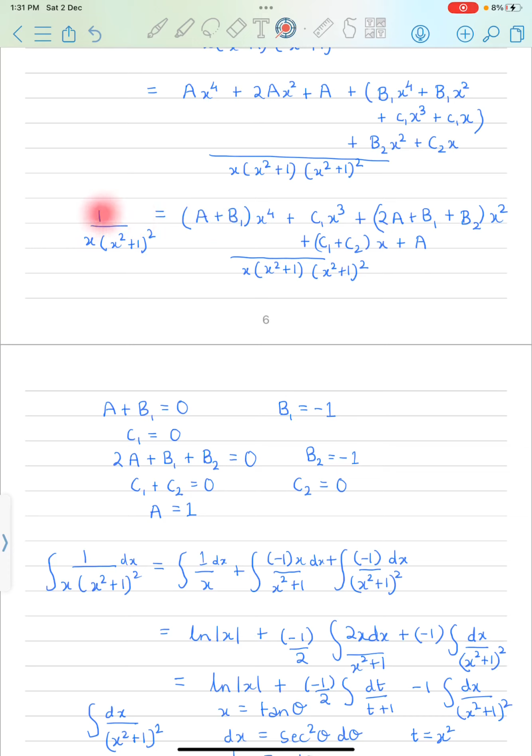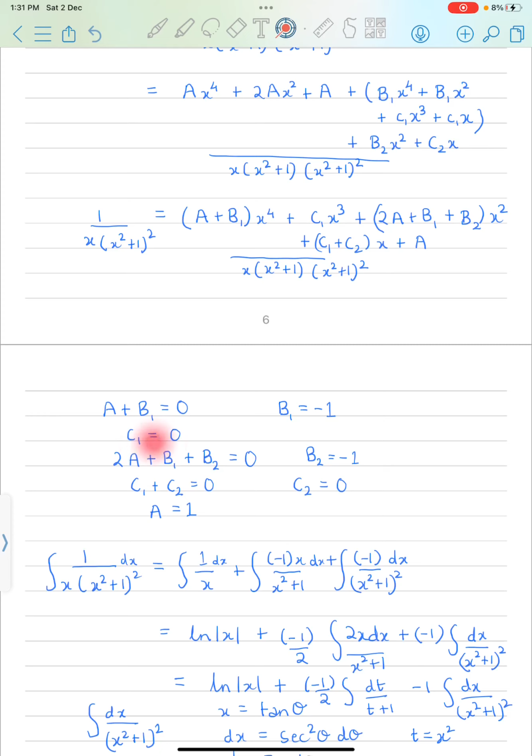There is no x to the power 4 here, right? So a plus b1 must be 0. Then there is no x cube term here, so take c1 to be 0. Then the x square coefficient also must vanish because there is no x square here, so this is also 0. And c1 plus c2 will also be 0 by the same logic, and a must be 1 because there is 1 here.